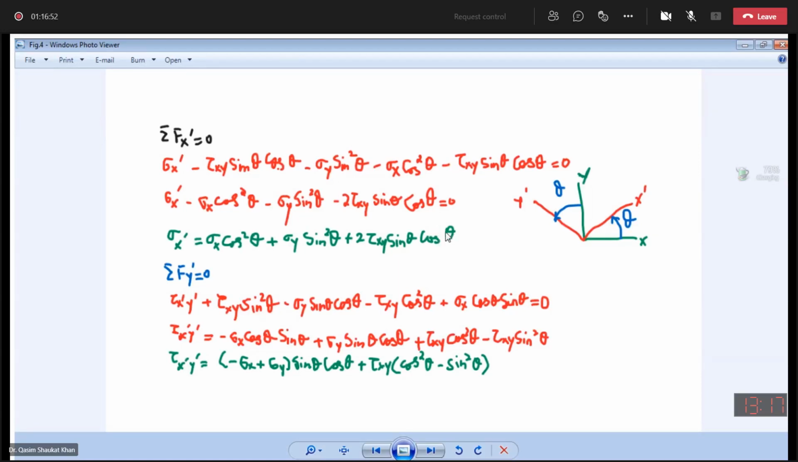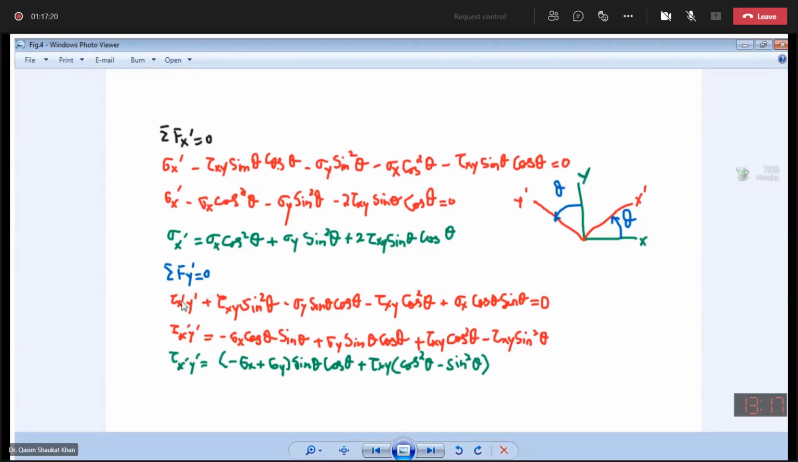Everyone is getting this expression? Yes, sir. Okay, now summation of forces about y dash axis is 0. That is the equation which we formulated earlier. Just what we have done is we have again taken delta A as common, so then we have equated delta A equal to 0. So delta A is eliminated from the equation.